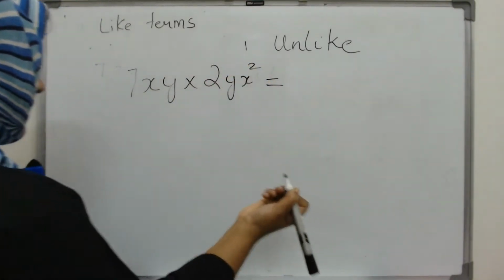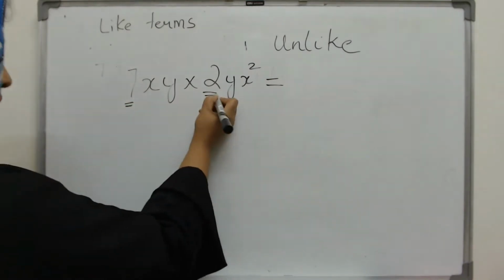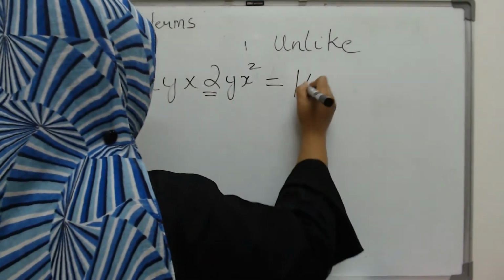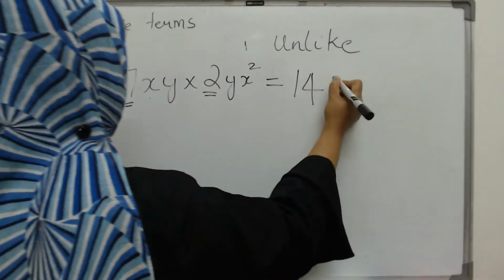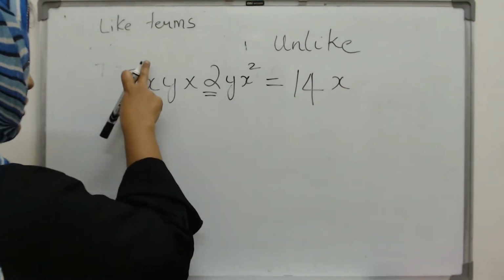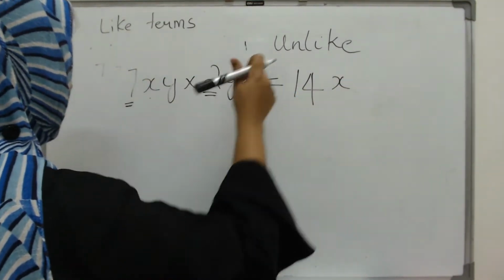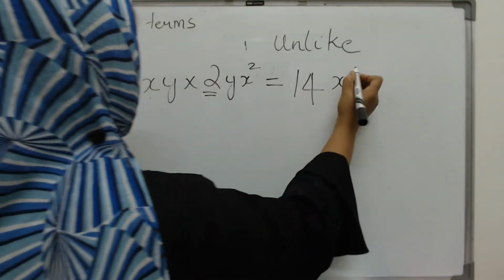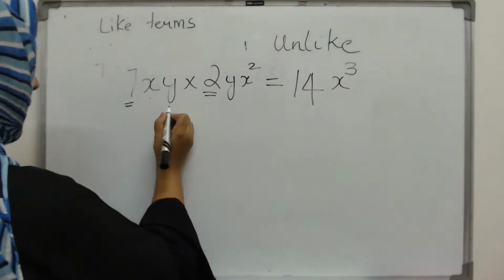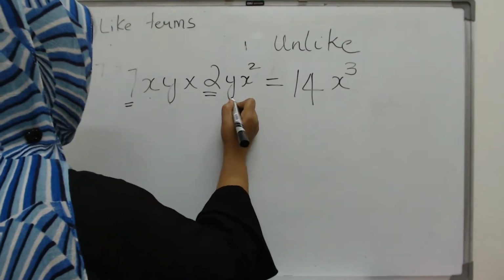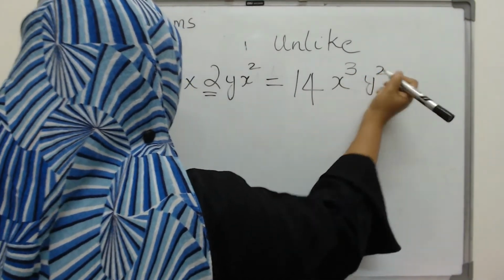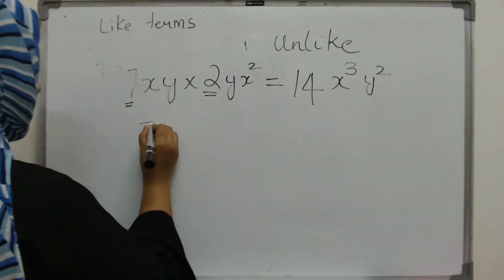How do we multiply this? Multiply the constant factors first. Write the answer. See this x. See how many x there are? 1x here and 2 here. Totally you have 3 x's. Then how many y? 1y here, 1y here. So y square. This is the answer. Shall we do one more?